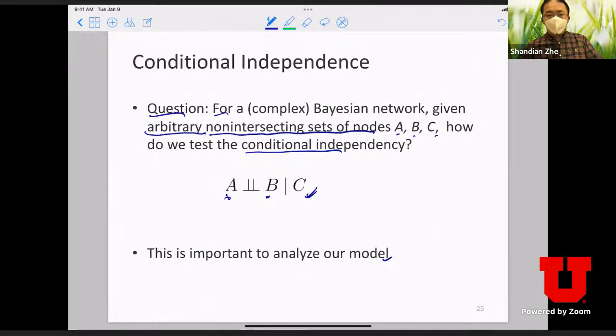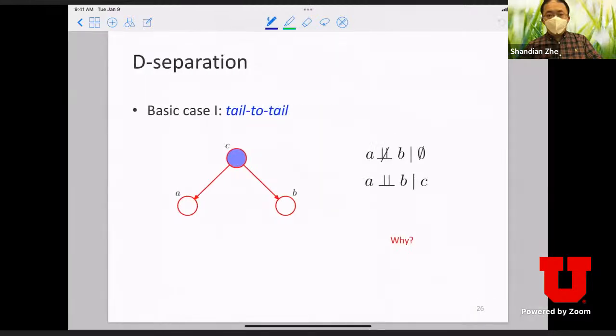However, answering this question is not straightforward. It's not that easy. One of the major contributions of Professor Judea Pearl is to develop a very simple yet effective algorithm to answer this question for arbitrary A, B, and C. So we're going to talk about how to do that. We'll summarize several basic cases, which tell you, in three basic structures, in what cases those random variables are conditionally independent, and in which cases they are not. Then we're going to leverage those basic structures and put them in a searching procedure to test every possible path and then give the final conclusion. This is called D-separation.